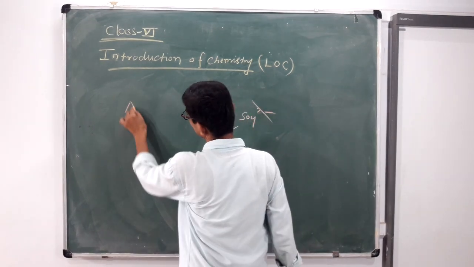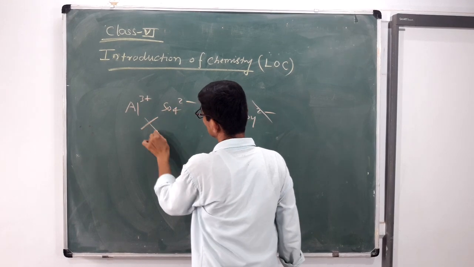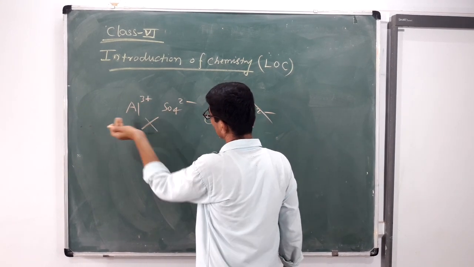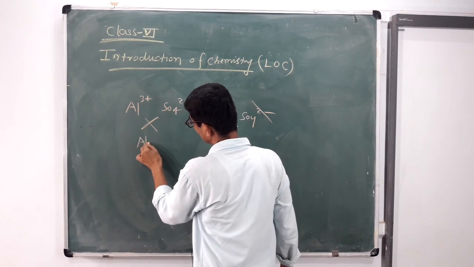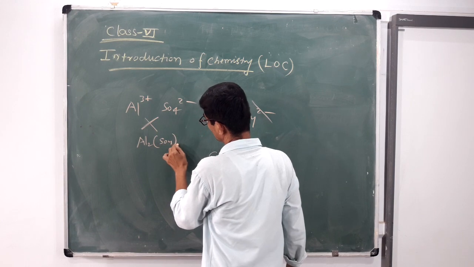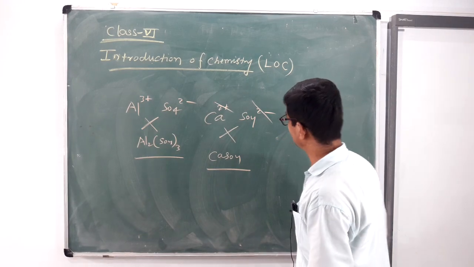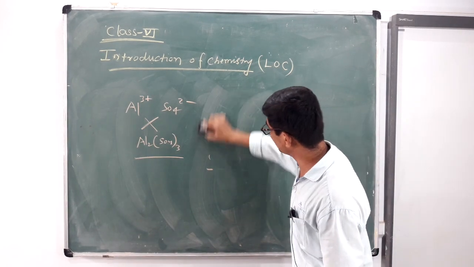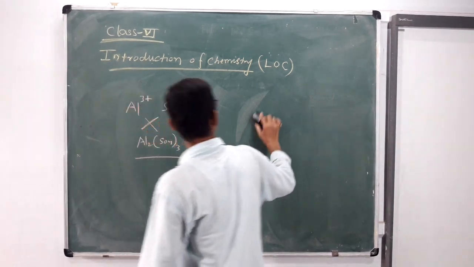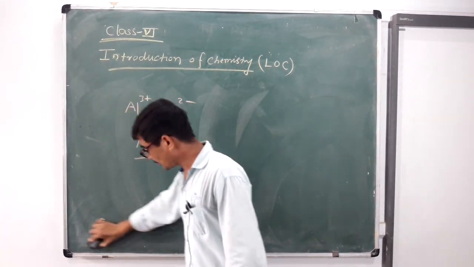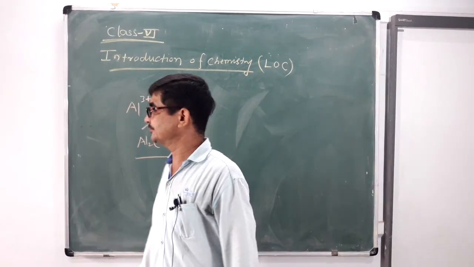Another is Al3+ and SO4 2-. So charges are unequal in number, so exchange to each other. So what will happen? Al2(SO4)3. This is the formula of aluminum sulfate. So dear student, in this way you have to prepare formula as far as possible, and with the help of formula we are able to write down the chemical equation.